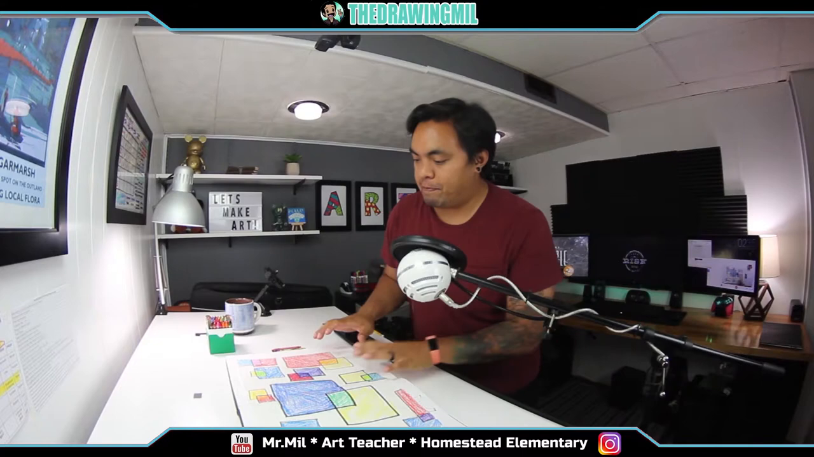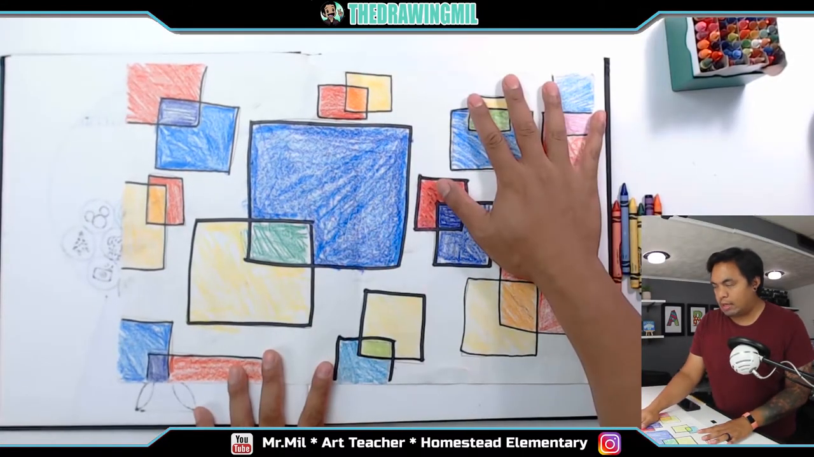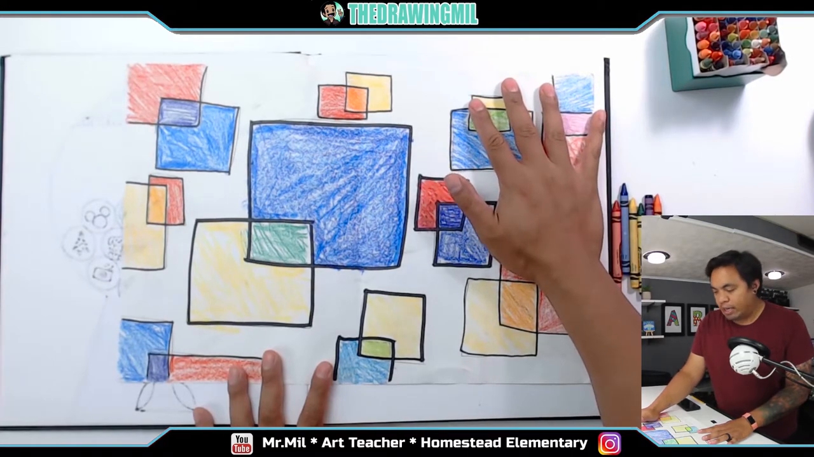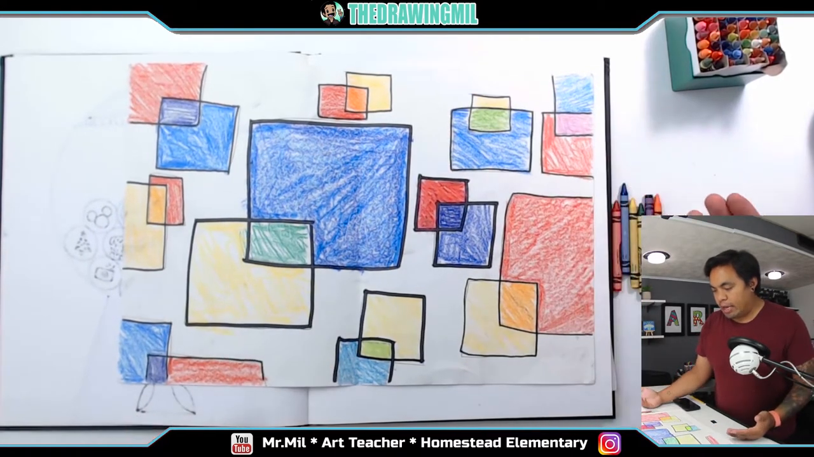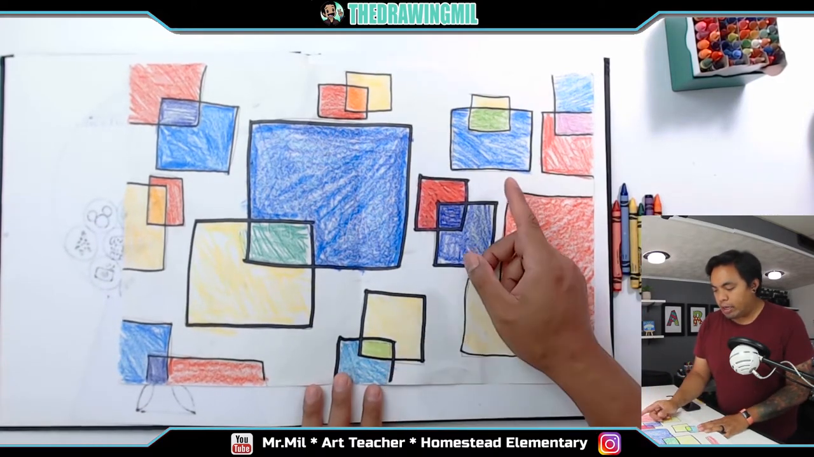Now, Piet Mondrian was a famous abstract artist, and I just made an example. This one's pretty old, I think from 4 years ago. What I did was I made a couple rectangles and squares, and they're kind of overlapping and intersecting each other, and they're creating another color.